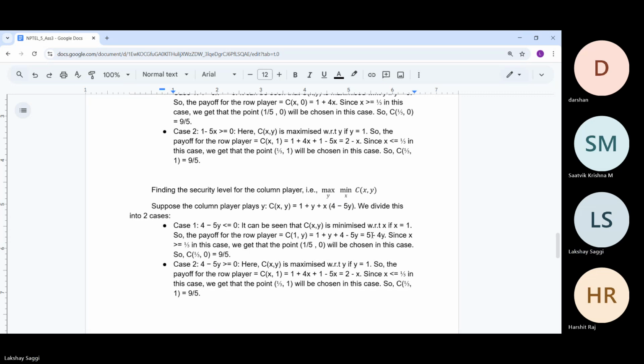And now what we'll want is, this player, the y player, actually wants to maximize this whole value. So he'll want to choose as small a y as possible. But note that we have a restriction that 4 minus 5y is greater than or equal to 0. So y is actually greater than or equal to 4 by 5 in this case. So what we'll get is the point 1 comma 4 by 5 will be chosen, right?